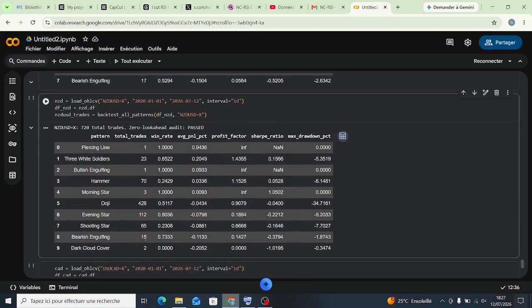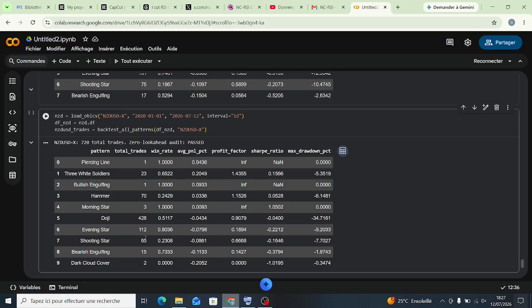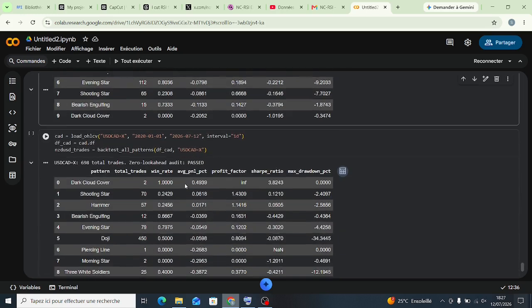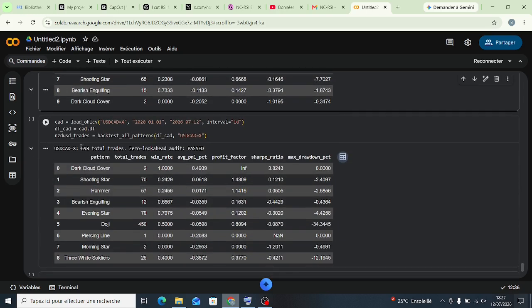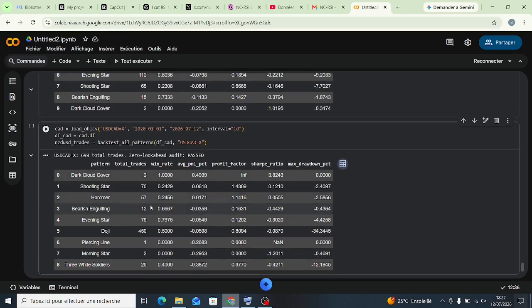3 white soldiers actually turned a solid profit factor of 1.44 here, its best pair by far. Evening Star, again, 80% win rate, profit factor under 0.2. And on US Canadian, 698 trades. Shooting Star and Hammer both posted profit factors above 1 here, a reversal from what we saw on Euro dollar. Evening Star, one more time, nearly 80% win rate, profit factor barely above 0.12.